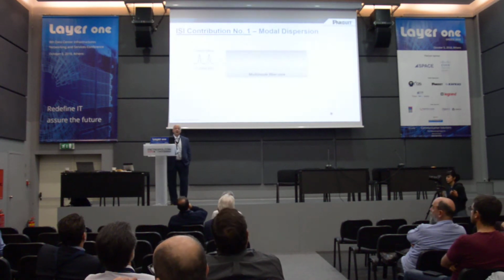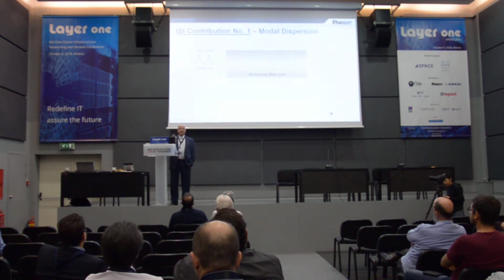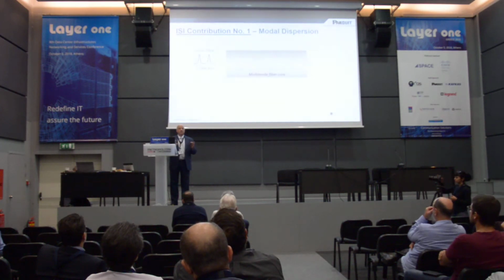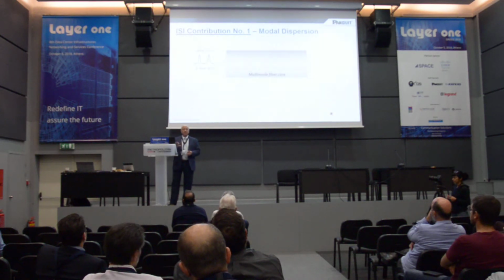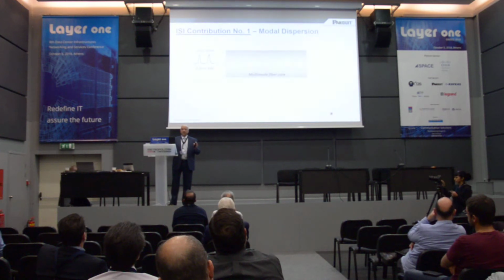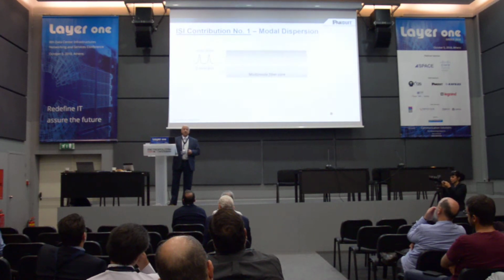So the first, ISI has 5 contributions in a channel, this intersymbol interference. One of them has to do with the transceiver, so we're not going to talk about that. One of them, which we will talk about, comes from a combination of the fiber and the VCSEL. This is something the industry didn't know till about 8, 9 years ago. But there's a contribution of the combination. And then there are 3 contributions that are just due to the fiber, okay?